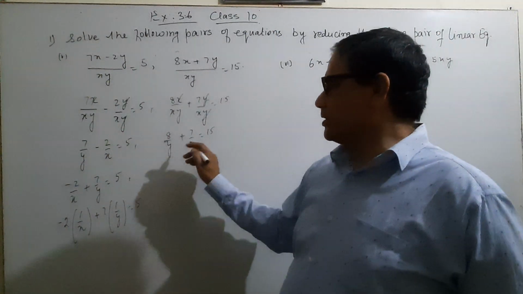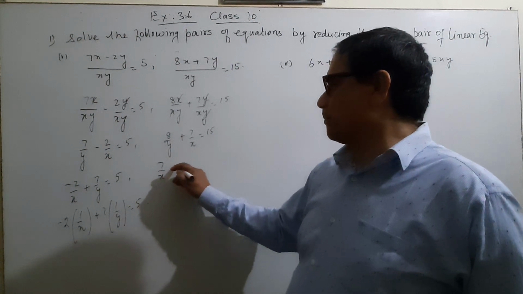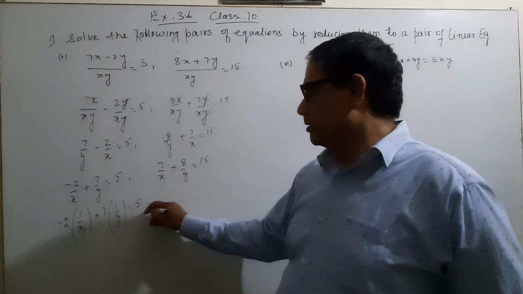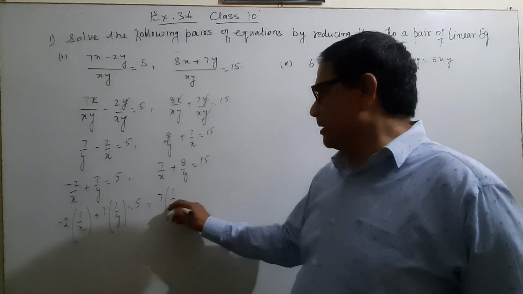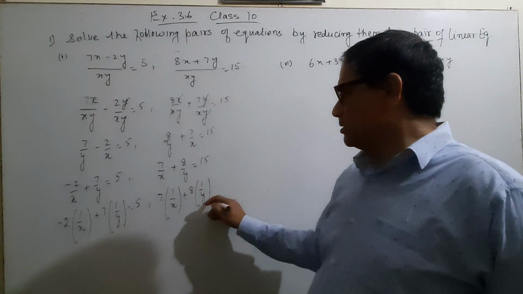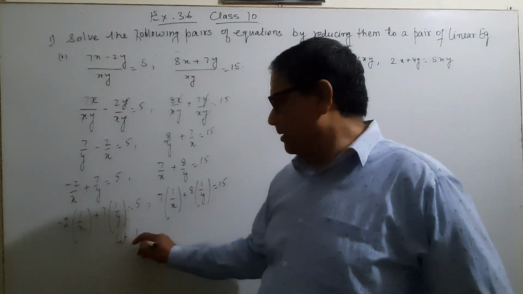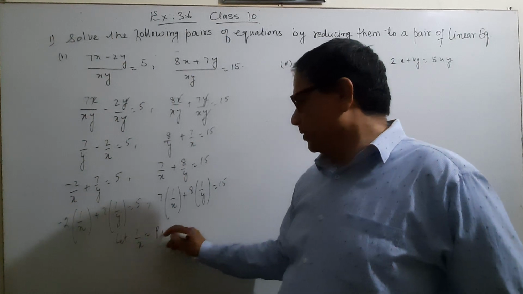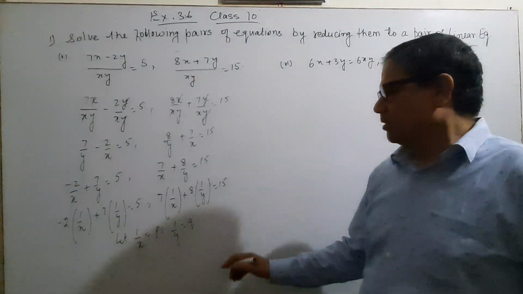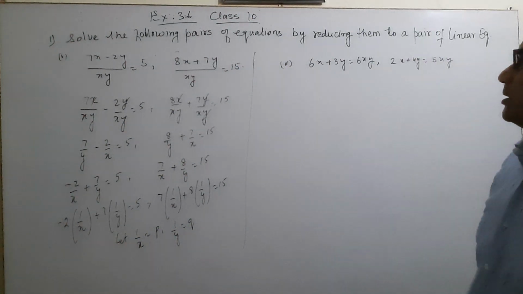And first we have to write what? 7 upon x plus 8 upon y is equal to 15. And how do we write it? 7 bracket 1 by x plus 8 bracket 1 by y is equal to 15. Then let 1 by x be equal to p, 1 by y be equal to q, similar to question 1. And now this will be the sixth part.